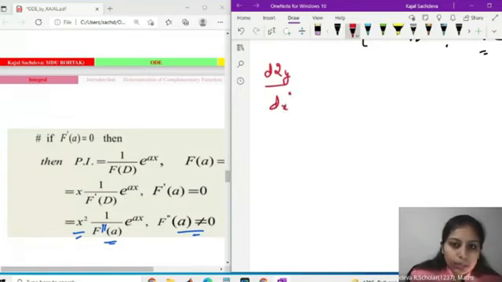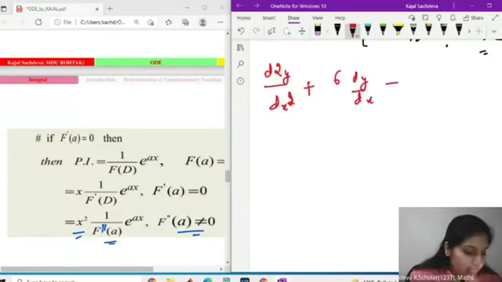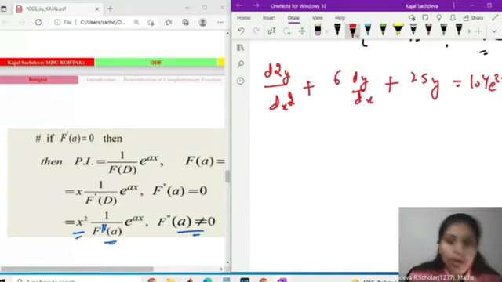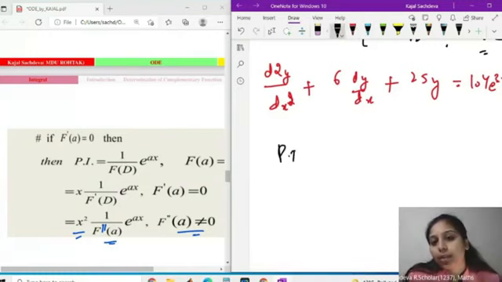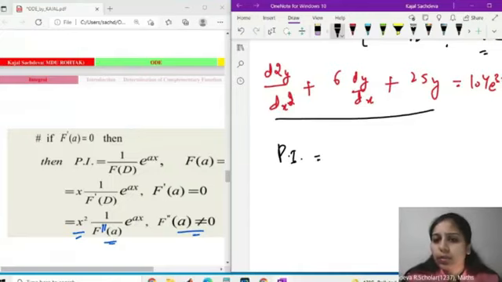d2y upon dx square plus 6 dy upon dx plus 25y is equal to 104 e raised to power 3x. So here we are just finding the particular integral. The complementary function can be found in the same way: put this equal to 0 and make the auxiliary equation, replace D by m, then find the value of m, and m will tell how the roots are, real, distinct or complex. Based on that you can write the CF. So our focus is now on finding PI.